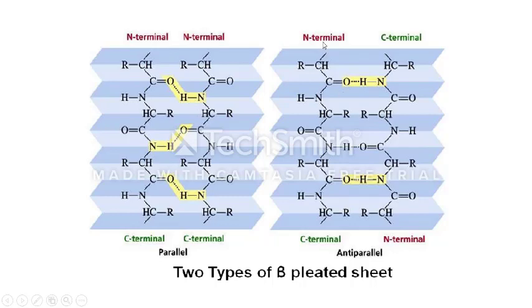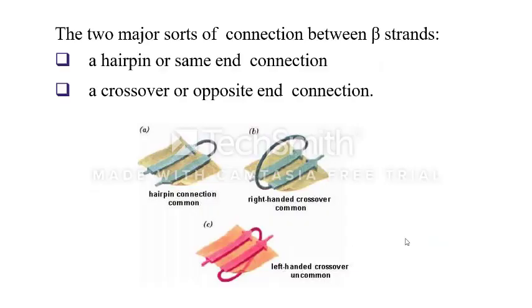Means one of the sheets is having the N-terminal while the other sheet is having the C-terminal in front of each other. Same is here. At the other side, one is having the C-terminal and the other is having the N-terminal. So this is parallel when they are having the same terminal at the same side, and they may be anti-parallel if they have opposite terminals on the same side. So two major sorts of connections between beta strands take place: a hairpin or same-end connection, and a crossover, or the opposite-end connection.